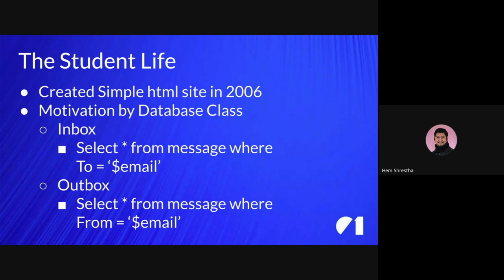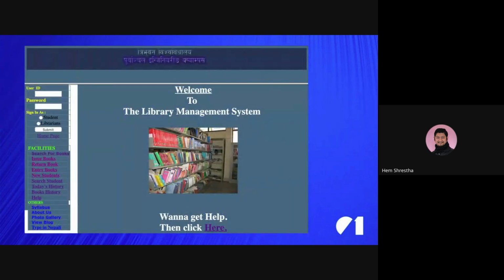And then the other part was about the outbox. So what about the outbox? It's just select a message where from equals email. So it was 2 equals email and from equals email. It was easier than the login portion. So it becomes easier and easier for me to debug it. And then with these two kinds of motivation, I was able to select my career as a developer, which helped me a lot to go through my developer life.